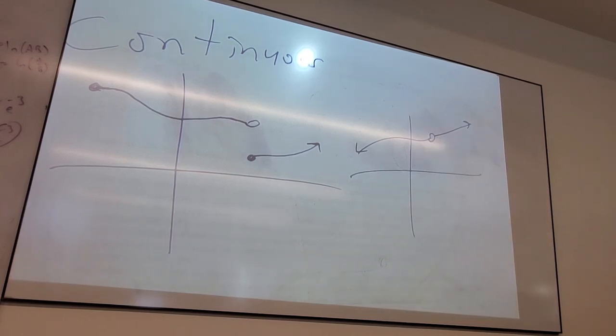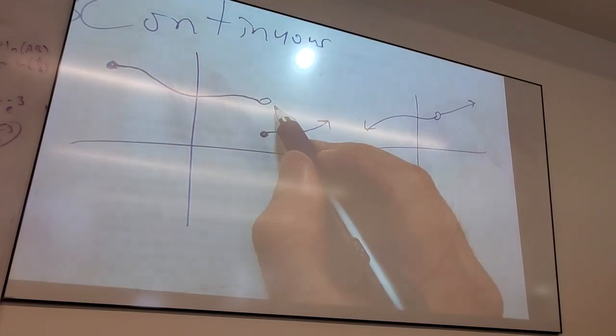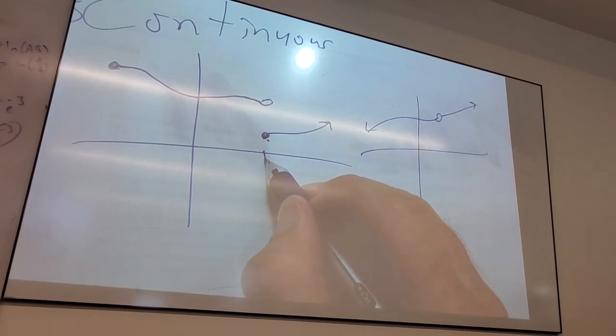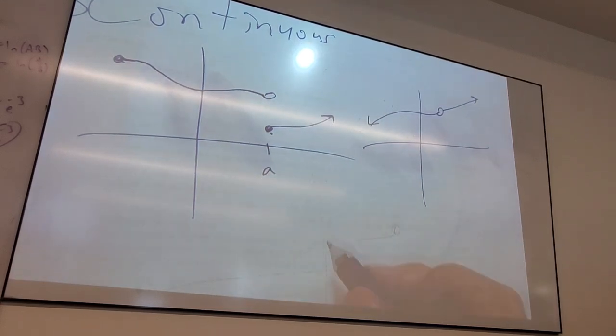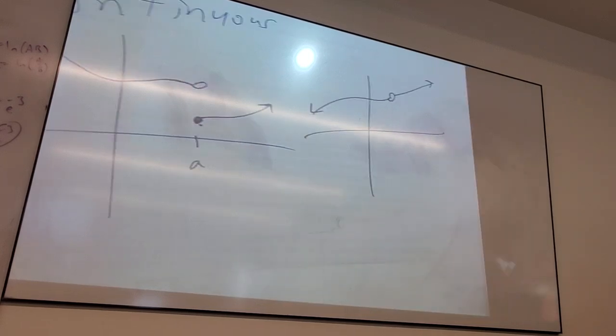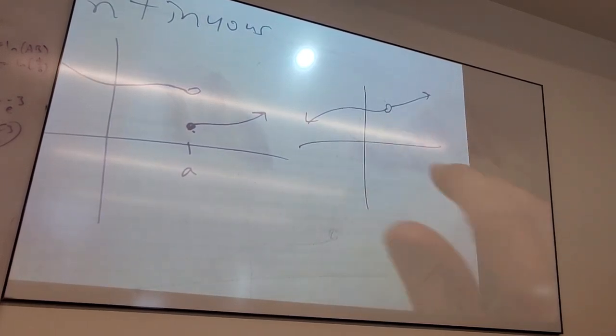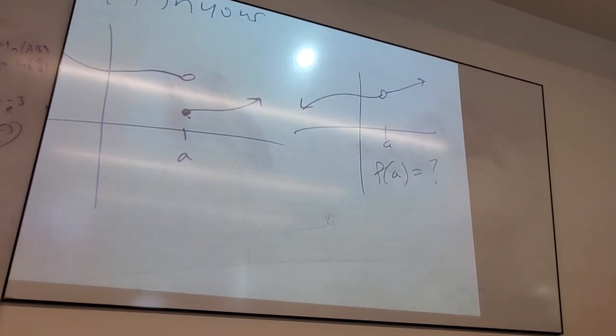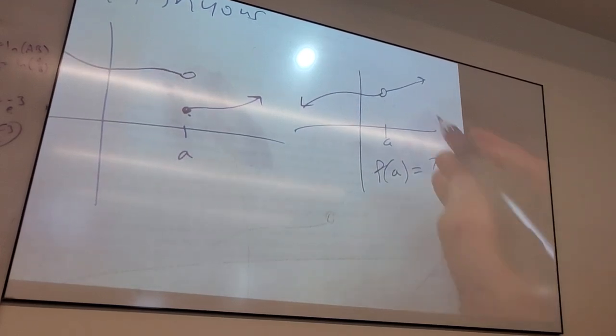So continuous means, okay, you ready for it? Here's the definition of continuity. What's the problem here? What's the limit? Does the limit exist at A? No. What about this one? Does the limit exist? Yes, but what's wrong with this one? What's f of A? Undefined. So what if I define it to be here?